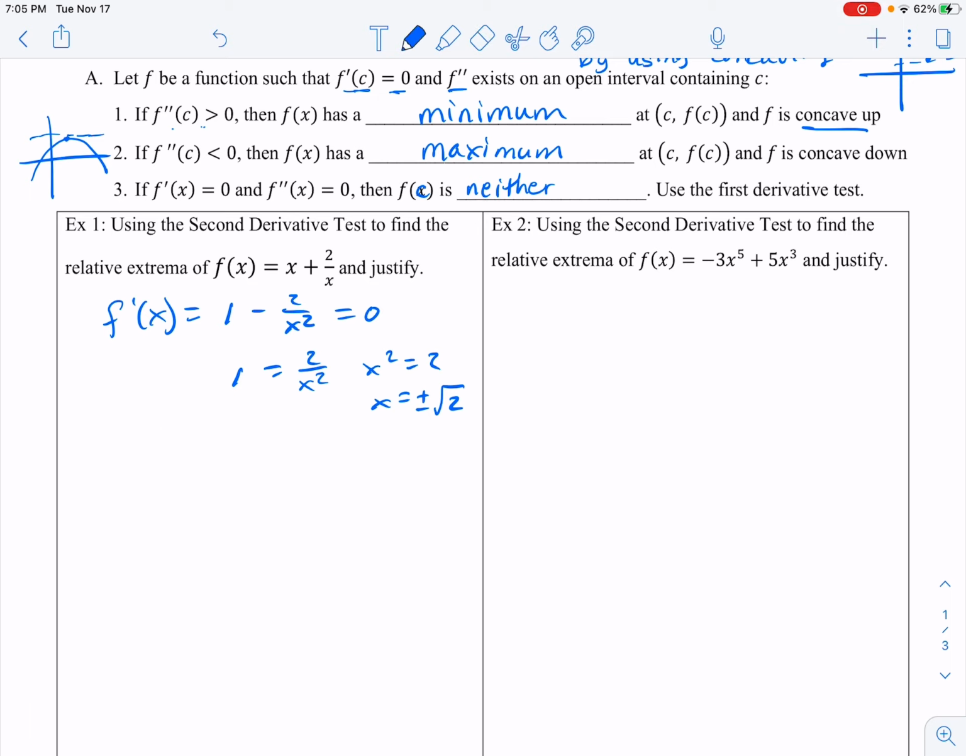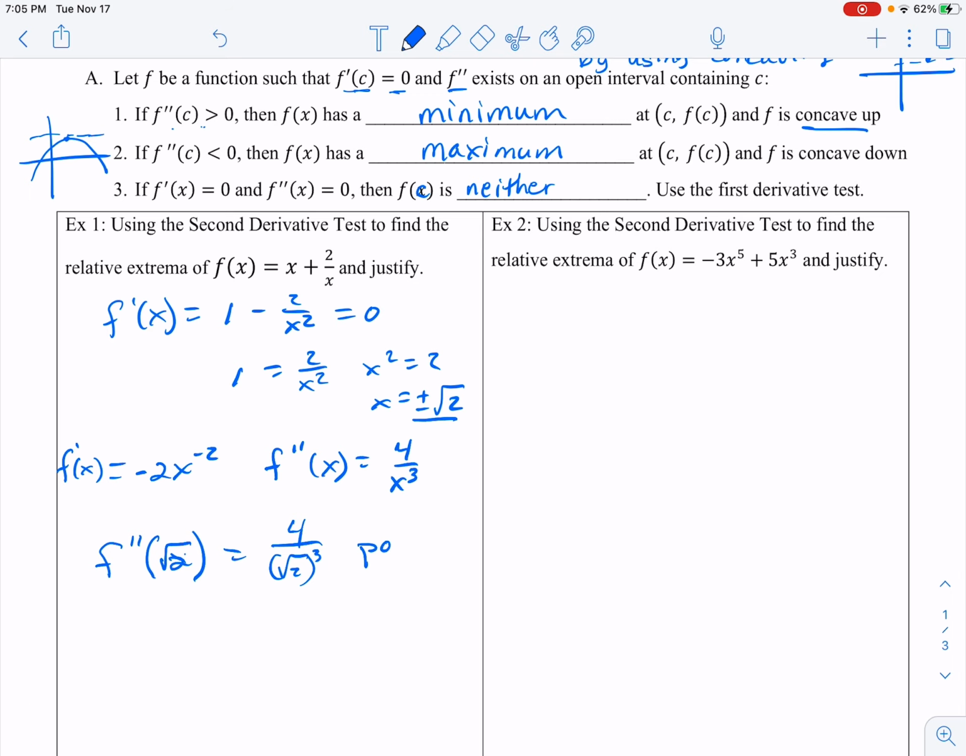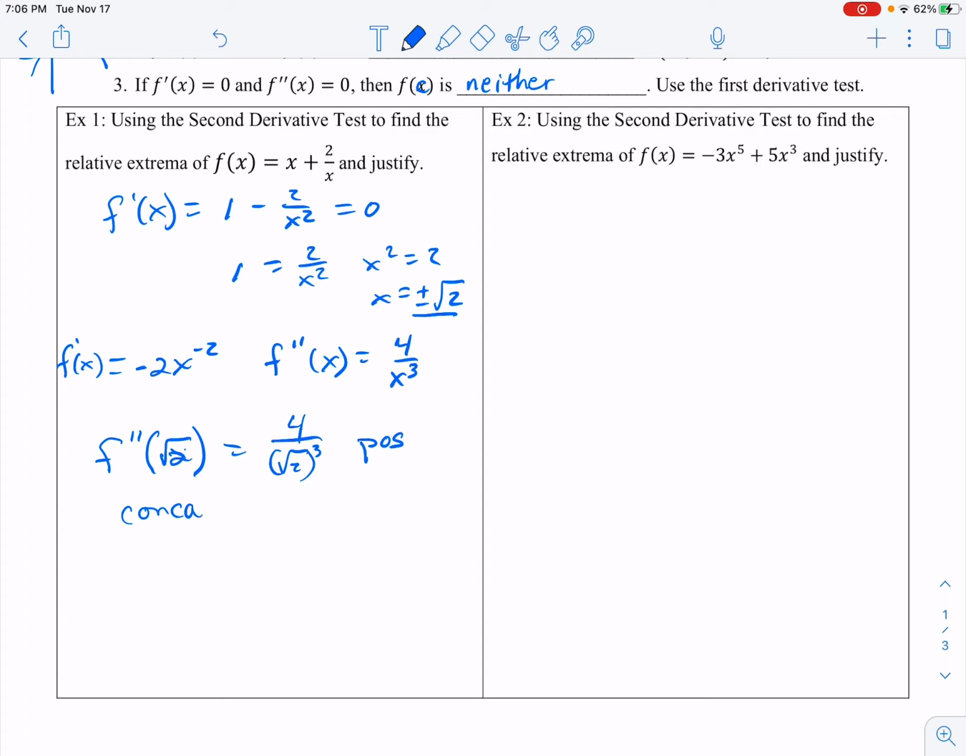So the second derivative. Remember, f prime of x is negative 2x to the negative 2. Sorry, let me fix that handwriting. So f double prime is 4 over x cubed. Now you take your critical points and put them in here. You get 4 over the square root of 2 cubed. Is that positive or negative? It's positive, so the function is concave up, and square root of 2 is a minimum.